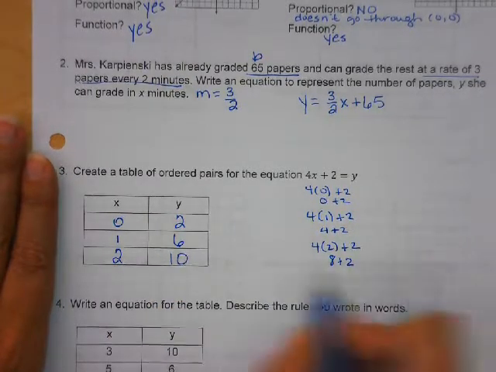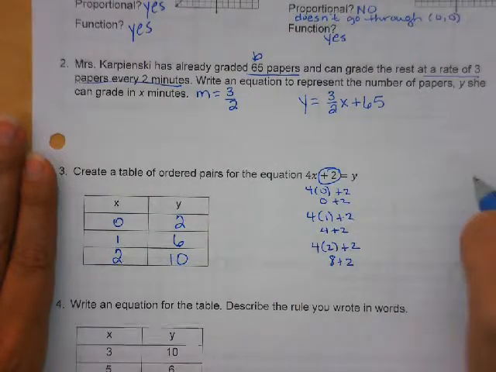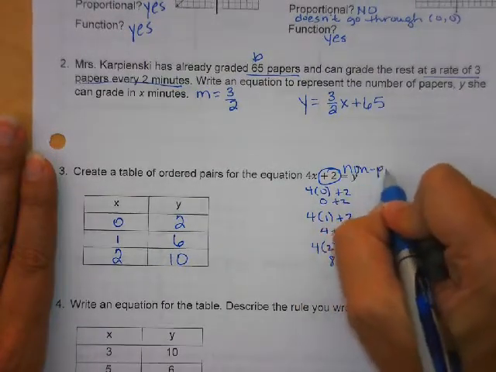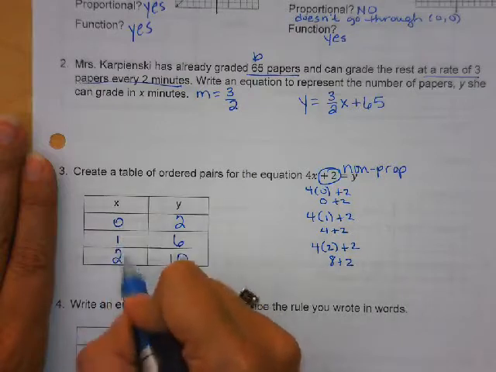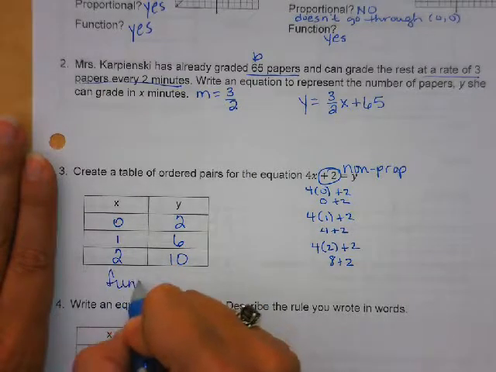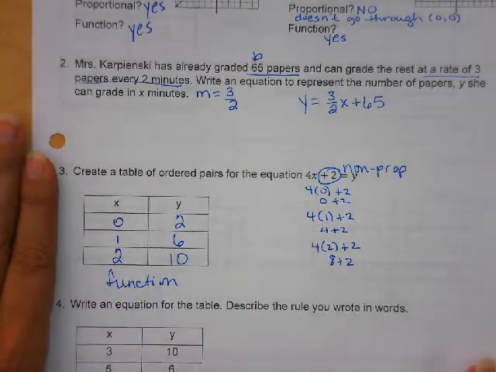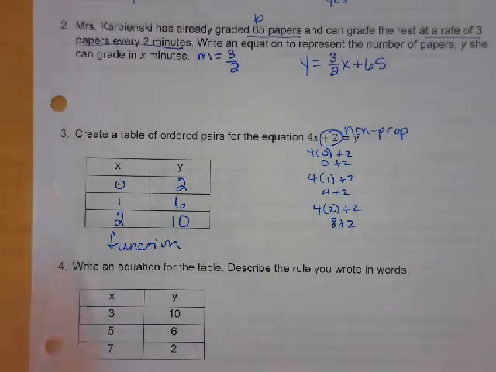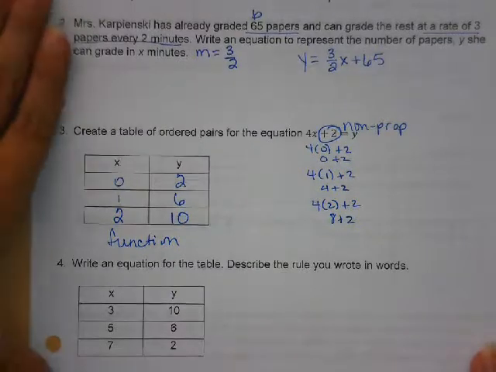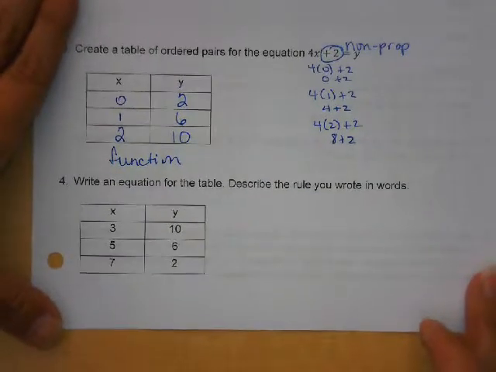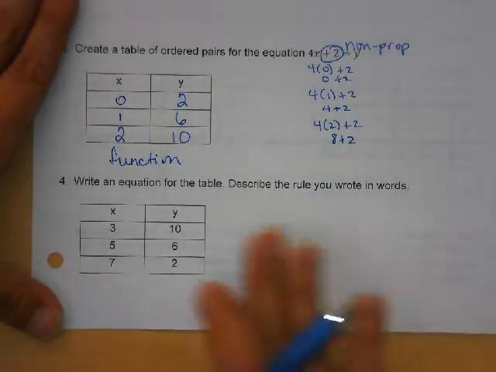We can see, because there is an addition or subtraction, this is non-proportional. We can also see that we have no repeat x's, so this is a function. So you need to be able, if I give you an equation, to choose the correct table. Write an equation for the table and describe in words.